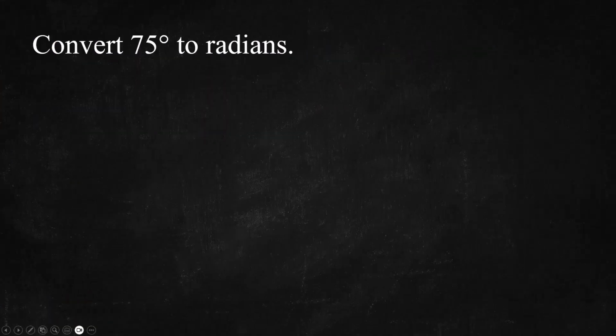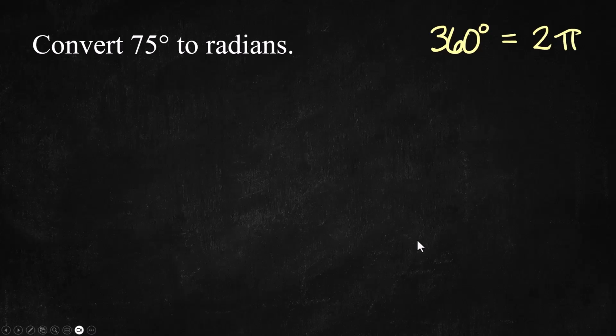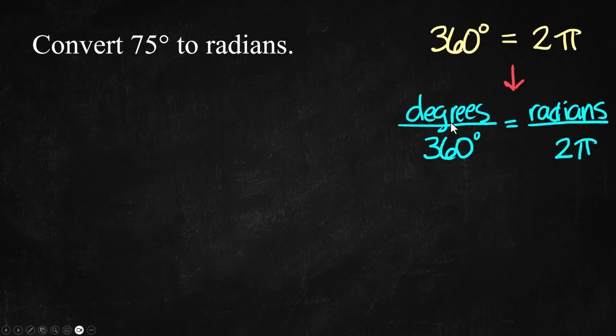Moving on. We need to convert 75 degrees to radians. Now, if you memorized your conversion, you get a little frustrated by what I'm about to do. But if you are on a final exam and you don't remember everything, start here. An entire circle in degrees is 360. An entire circle in radians is 2 pi, which means I'm going to take any angle in degrees and put it over 360, and that's going to equal radians over 2 pi. This is the proportion that works.